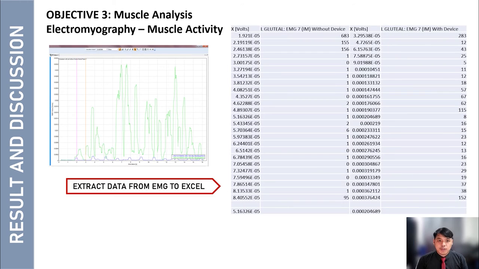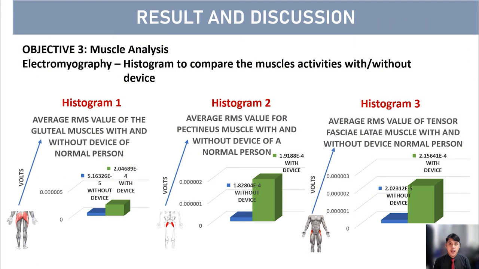Here is the example of raw data from EMG analysis. It shows the muscle activity with and without the assistive device. The green line represents muscle activity with the device, and the blue line represents the muscle activity without the device. While the figure on the right indicates an example of raw data that has been extracted from EMG and exported to Excel. Through this data, a histogram can be produced in order to validate the efficiency of the assistive device. These three figures above show a histogram of certain muscles to compare the activities with or without the aid of the assistive device using EMG analysis.